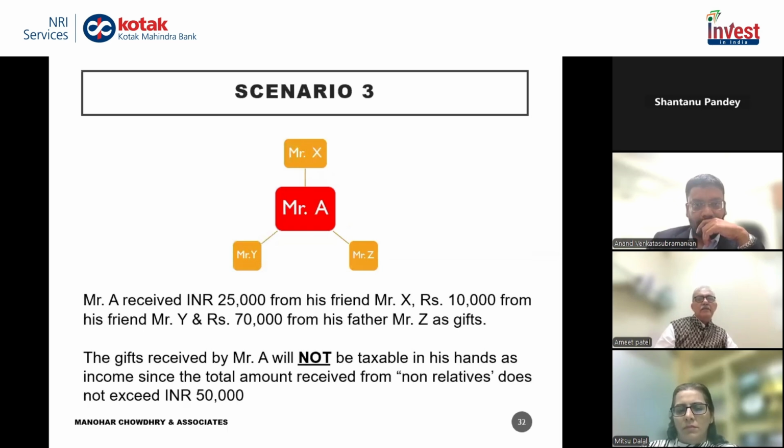Mr. A receives 25,000 from his friend X, 10,000 from friend Y, and 70,000 from his father Z as gifts. So what is to be noted here is total gifts received is 1,05,000, which is more than 50,000. But out of that, 70,000 is from the father. Father falls in the definition of relative. So that 70,000 goes out. What remains is 25 plus 10, 35. 35 is below 50,000. Therefore, nothing is taxable in the hands of Mr. A.